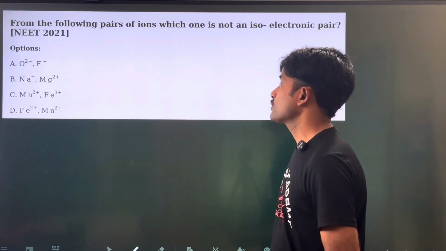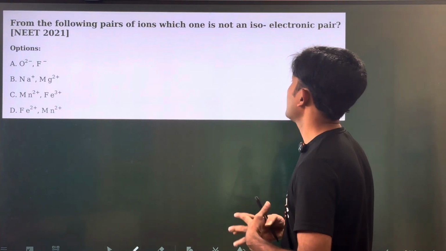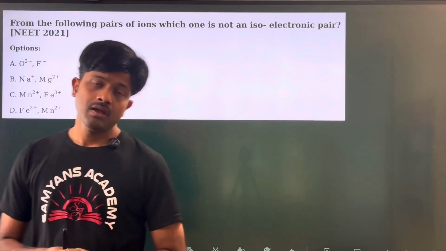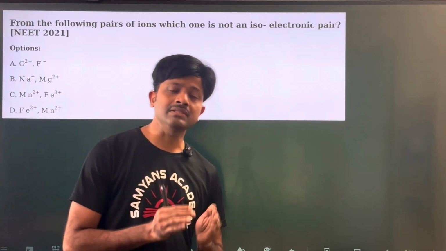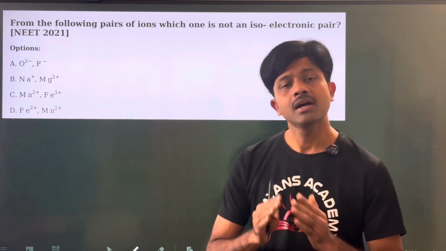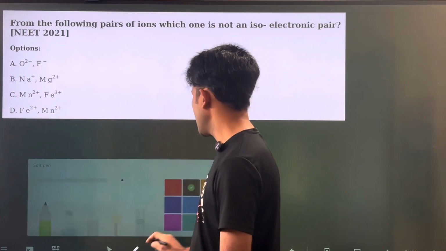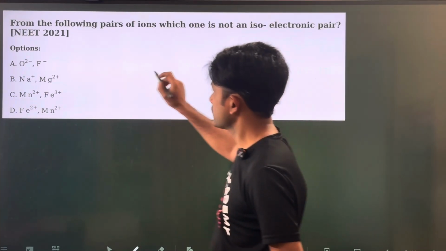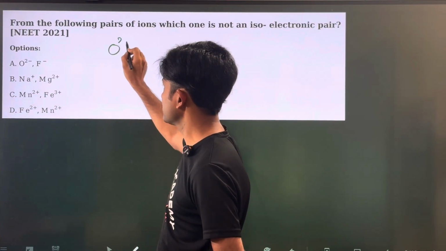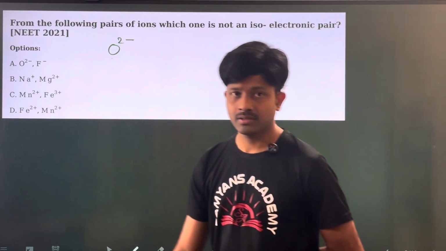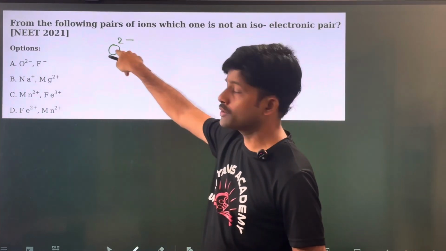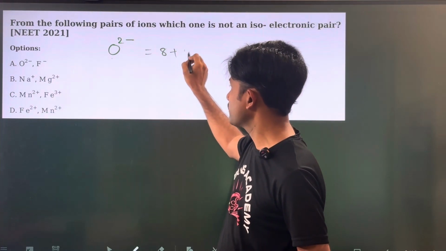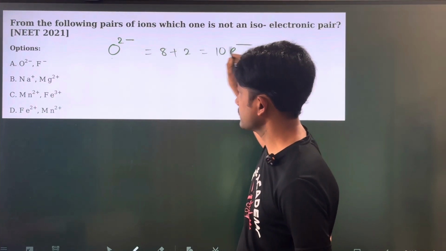From the following pairs of ions, which one is not an isoelectronic pair? Isoelectronic species means elements having the same number of electrons. Now you see, which one is isoelectronic? O2 minus: oxygen's atomic number is 8. After gaining 2 electrons, it gets the charge 2 minus, so how many electrons does it have? 8 plus 2 is 10 electrons.